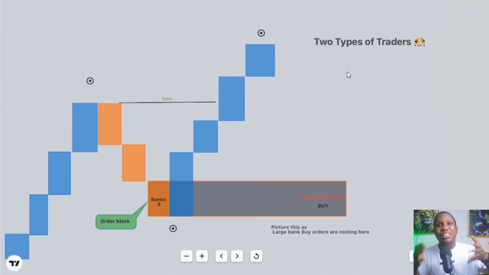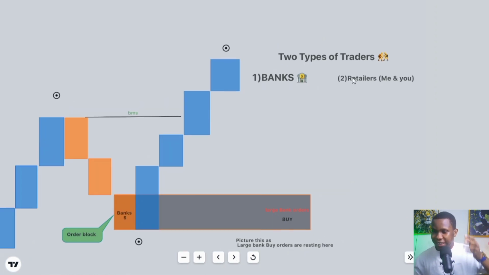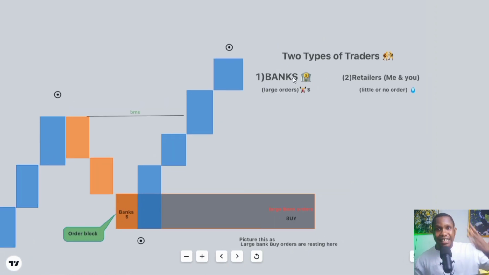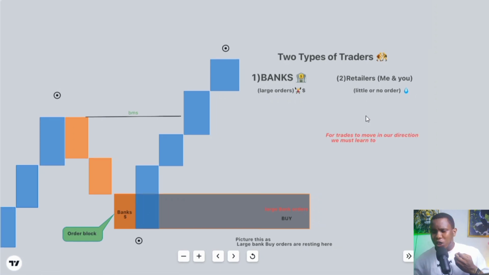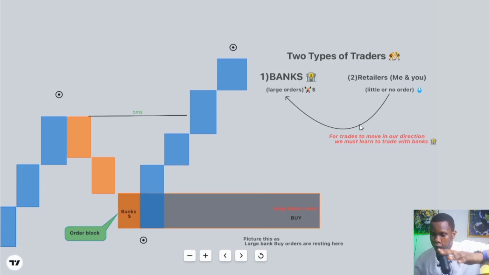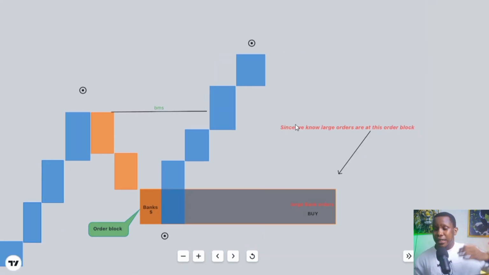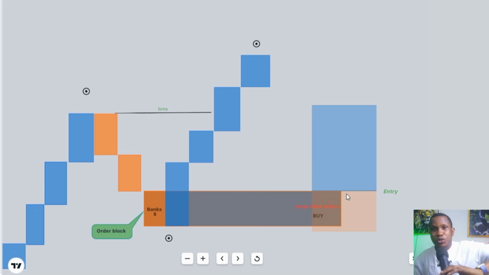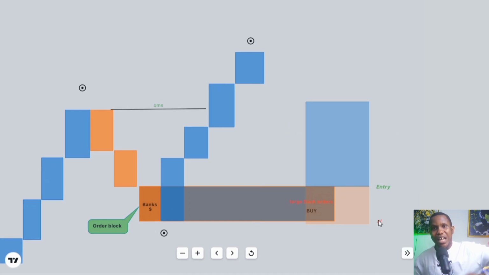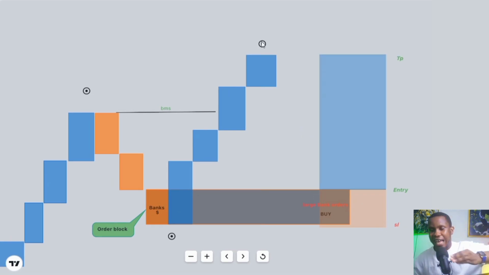There are 2 types of market participants, the banks and the retail traders. The banks have large orders, and me and you, we have little or no orders in the market. Our orders are just like a drop of water. Can you see that for our trades to move in a certain direction, we must learn to flow with the banks, since we know that large bank orders are at this order block right here? We make our entry here, stop loss a little bit below that order block, and we target these highs.